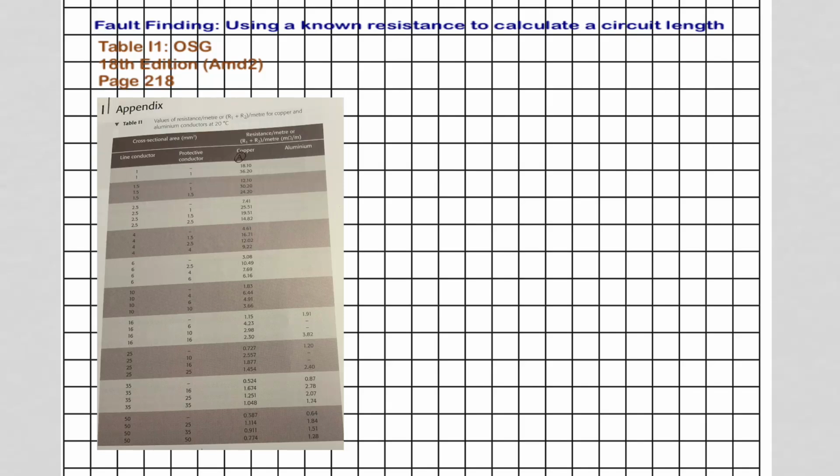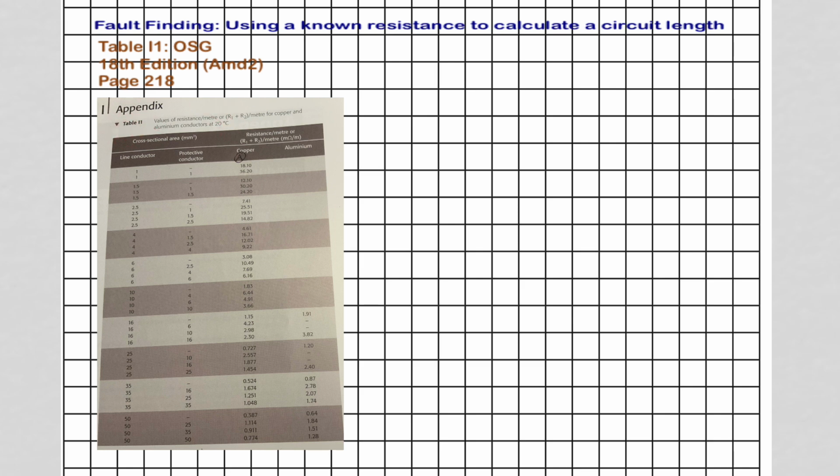This video looks at using known resistances to calculate a circuit's length, which is all based around this particular table, which is taken from the on-site guide, the 18th edition Amendment 2 on-site guide in particular, page 218. Now this table gives you the value of resistance per metre, or the R1 + R2 per metre, for copper or aluminium conductors at 20 degrees C.